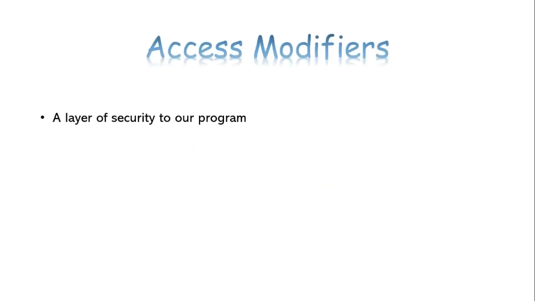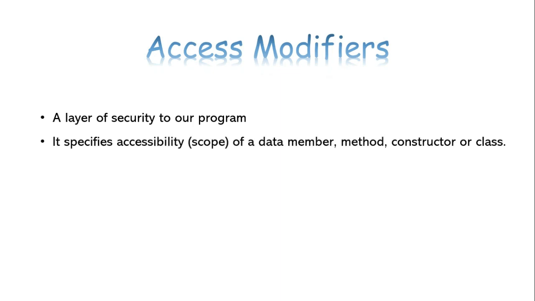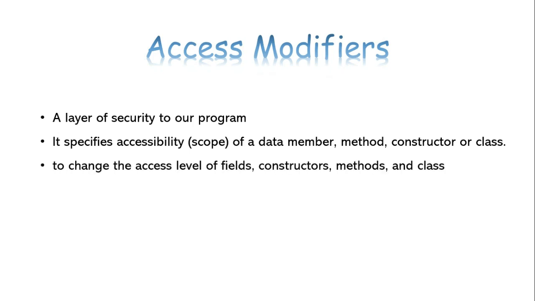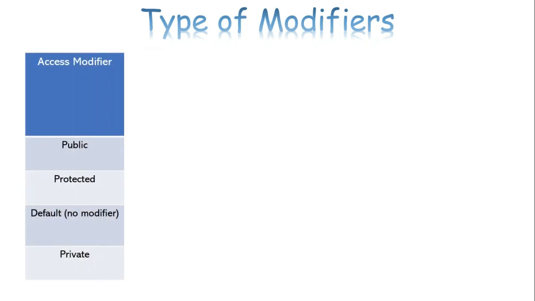Access modifiers are a layer of security to our program. They specify the accessibility of a data member, method, constructor, or class. They also function to change the access level of fields, constructors, methods, and classes. There are four types of modifiers. They are public, protected, default, and private.